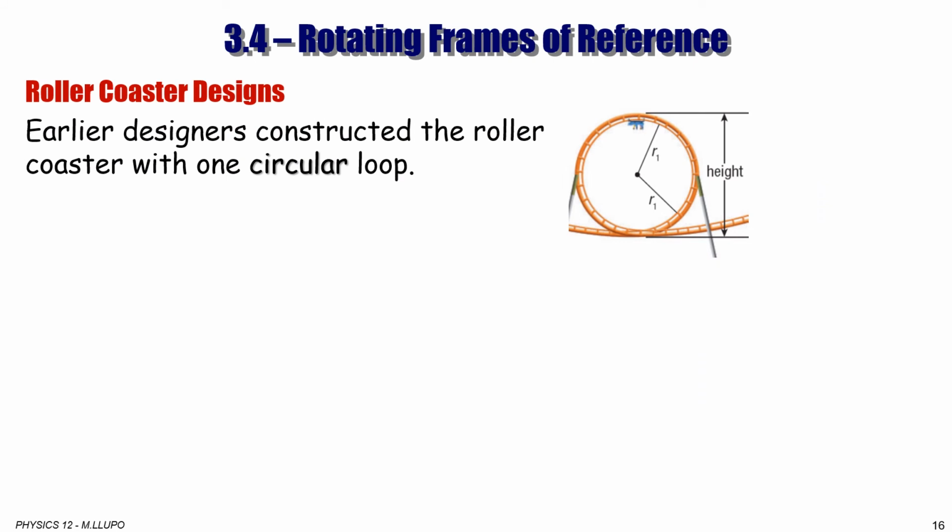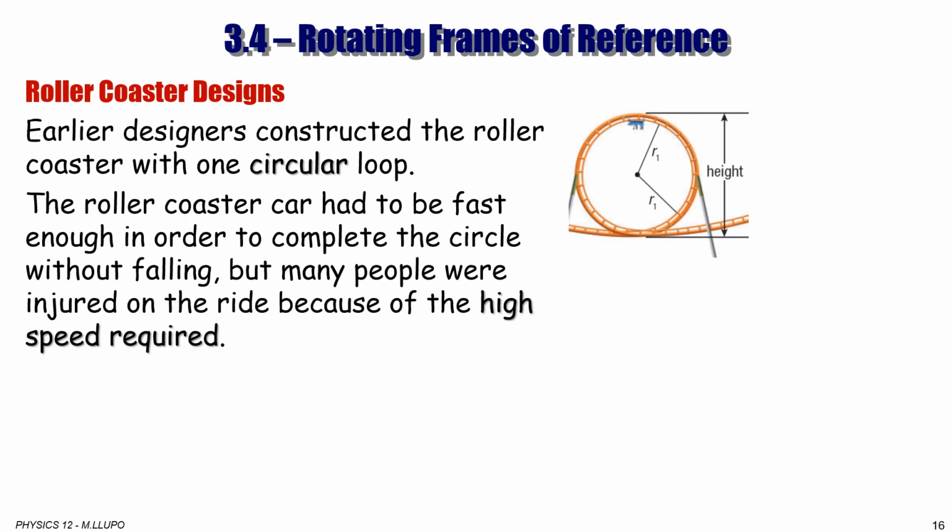One of the applications of circular motion is a roller coaster. Early designers constructed a roller coaster with one circular loop. The roller coaster car had to be fast enough in order to complete the circle without falling. But many people were injured on the ride because of the high speed required.